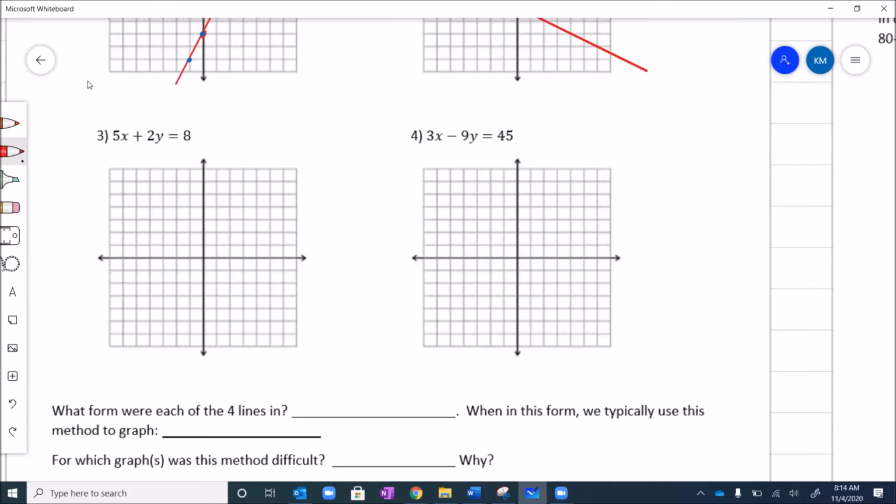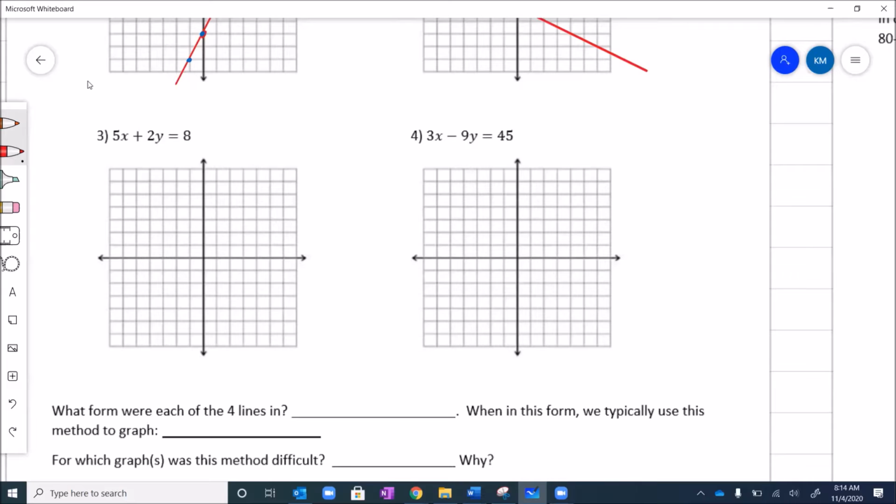We have 5x plus 2y equals 8. Now here, as I look at this problem, I see 5 and 8. I'm going to have to divide 8 by 5 if I'm finding the x-intercept, and it's not coming out to be an even number. Okay, so here I am going to choose to either graph a fraction as my x-intercept or change this to slope-intercept form. And I'm always going to choose the one that doesn't have me graphing a fraction.